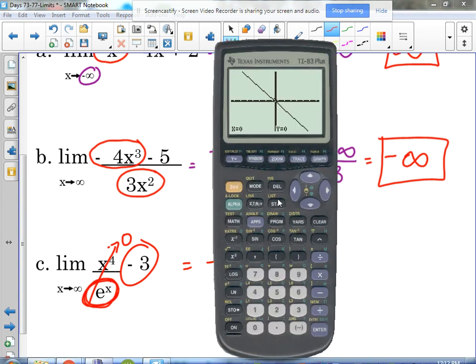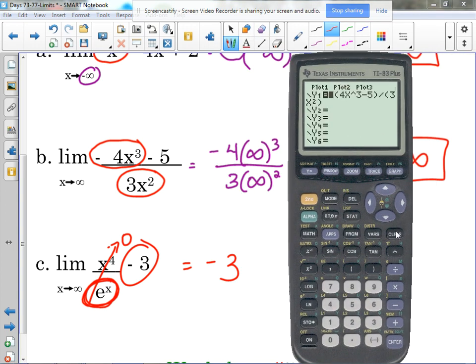But again, let's look at the graph. We've got x to the 4th over e to the x. If it makes you feel better, you can put parentheses, but you really don't need parentheses here. And then minus 3. Let's look at the graph as we're headed to, I should have zoomed out. But you can still kind of see it. Okay, look how it's leveling off here. We're talking x approaches positive infinity, so we're talking about the right side. It is leveling off.